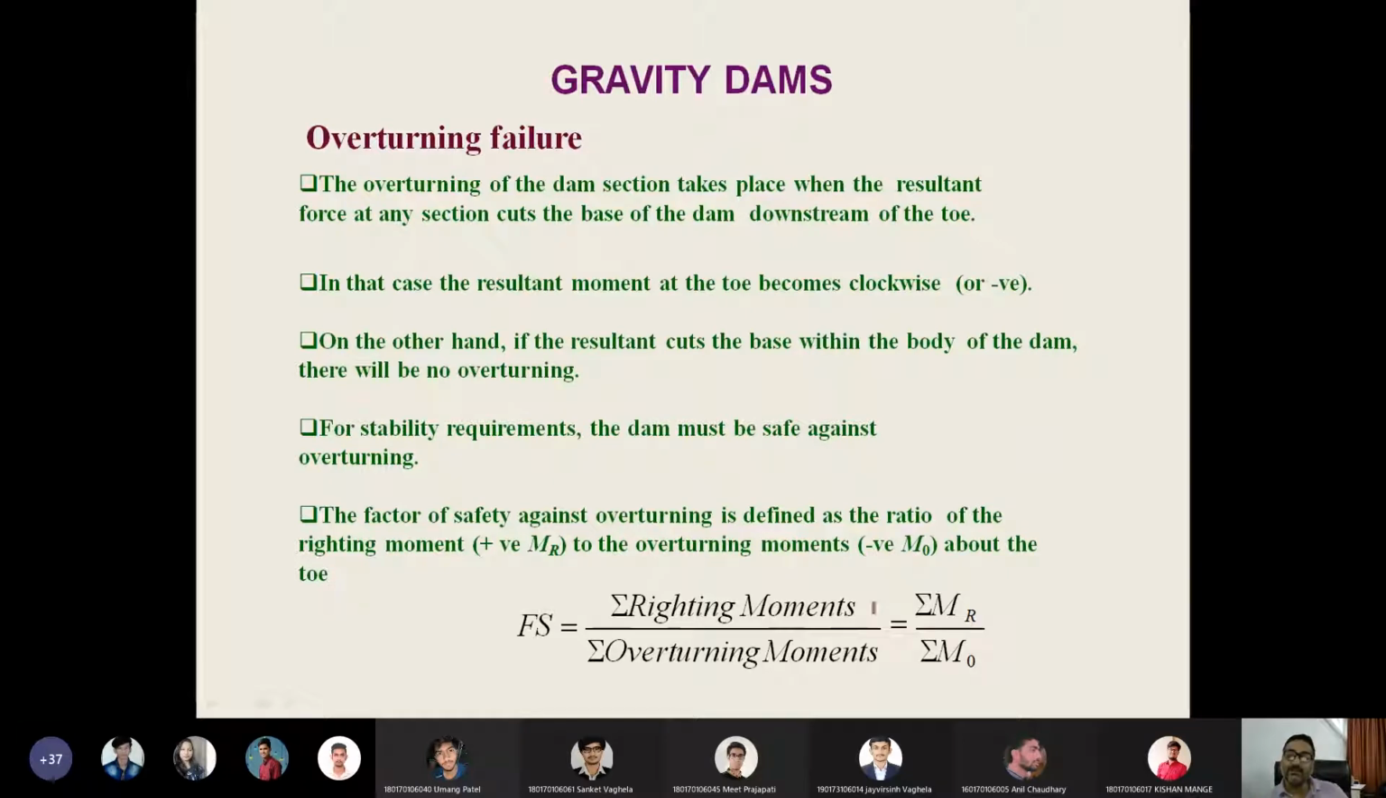What are the righting moments? The self weight of the dam, and many times the weight of water which has a vertical downward component. So those are the righting moments, and we take moments about the toe. So that is the thing here. The factor of safety against overturning is defined as the ratio of righting moment to the overturning moment about the toe, and it should be more than 1.5.